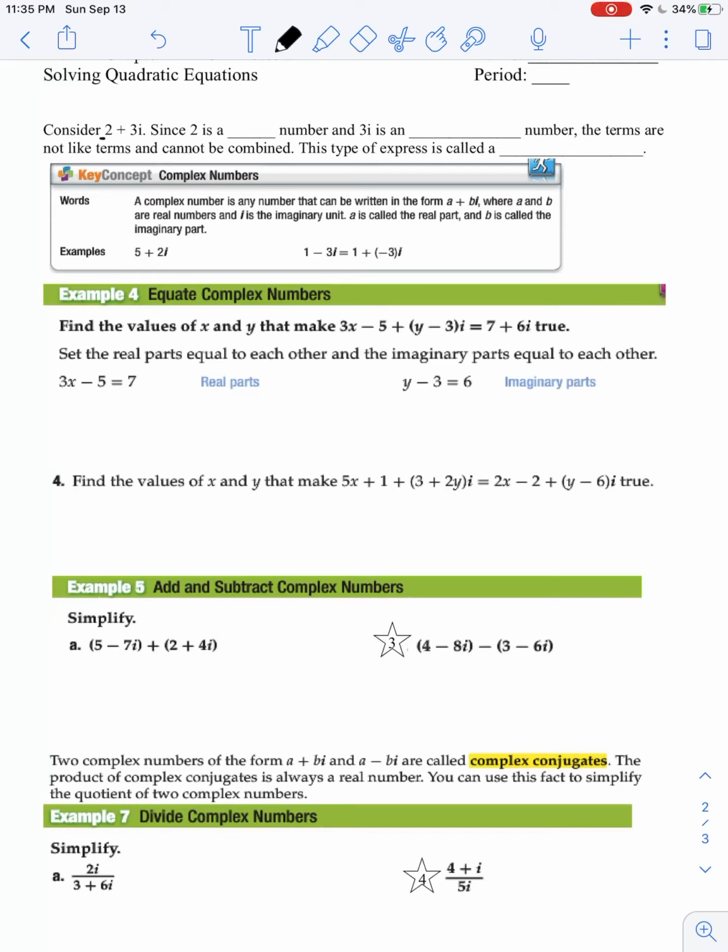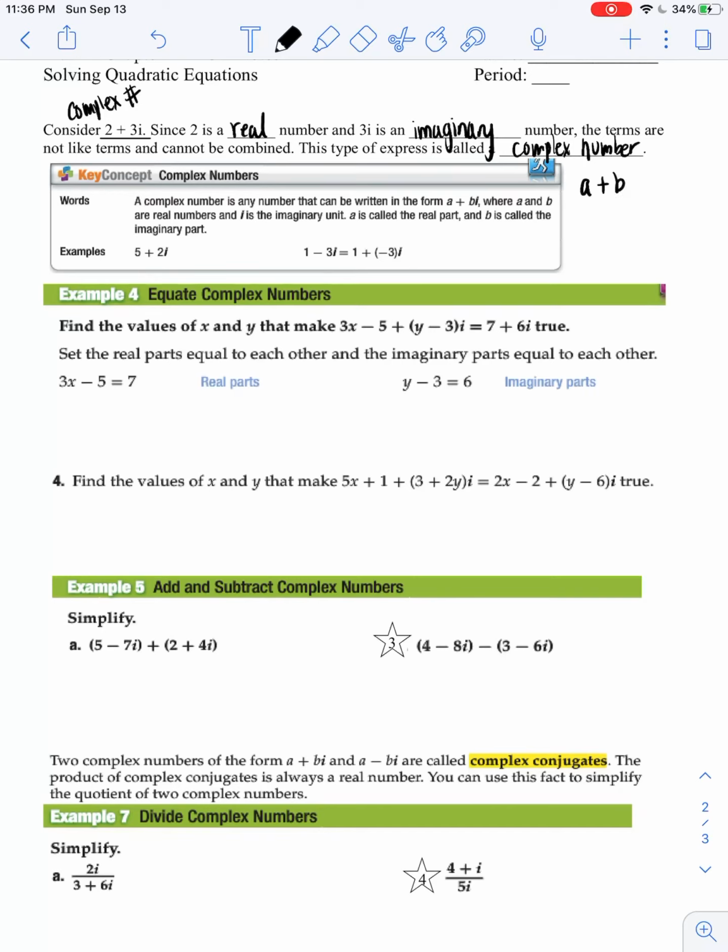So if you think about 2 plus 3i, normally we would say that this is two terms, but we're actually going to call this a number. This is referred to as a complex number, partially because it's complex, but because there's two parts to it. There's the real part, which is the number 2, and then there's the imaginary part, 3i. It's not just the i that's imaginary, it's 3 times i, so it's 3 of i. That's the imaginary quantity, the imaginary number. And the terms are not like terms and can't be combined, so this is referred to as a complex number.